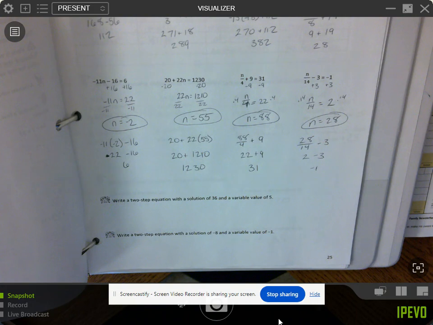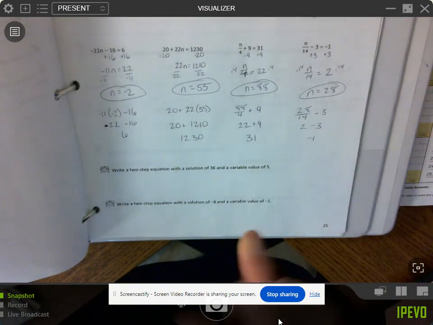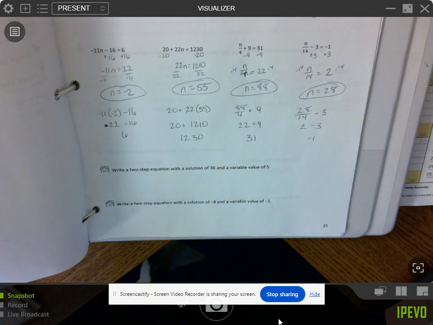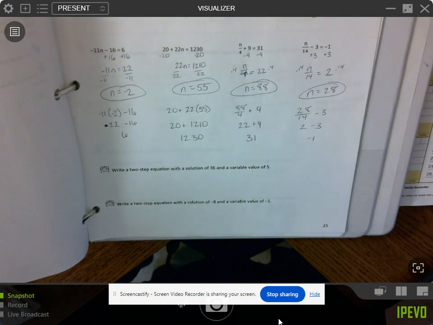All right, then at the bottom, it says write a two-step equation with a solution of 36 and a variable value of 5. So who created one? Dominic, come on up and show us what you did, what your equation was, and then we'll see if it works.